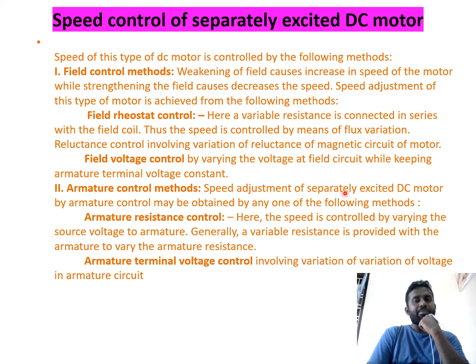Speed adjustment of separately excited DC motor by armature control method can be obtained by these methods. Armature resistance control. Here, speed is controlled by varying the source voltage to armature. Generally, a variable resistance is provided with the armature to vary the armature resistance. And armature terminal voltage control involves variation of voltage in an armature circuit. So these are the different methods of speed control of separately excited DC motor.